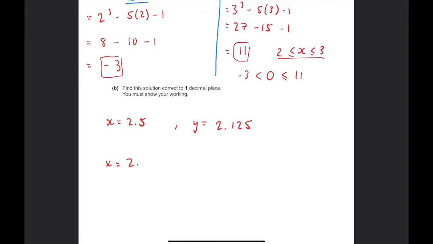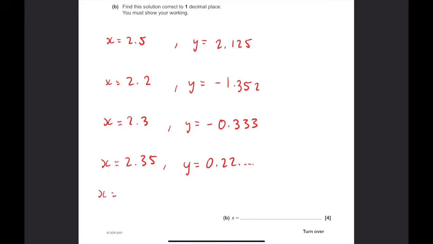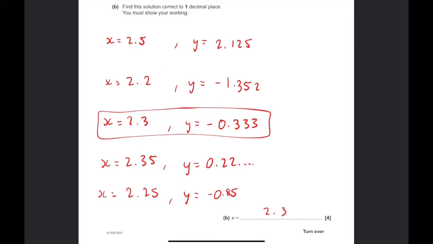So let's try 2.2. That gives me minus 1.352. So it's in between 2.2 and 2.5. So let's try when x is equal to 2.3. That gives me a value of minus 0.333. If I increase this to 2.35, the answer becomes positive. So just to double check, if we go just beneath 2.3 to 2.25, then the answer goes back to being negative, which indicates to one decimal place it must be 2.3.